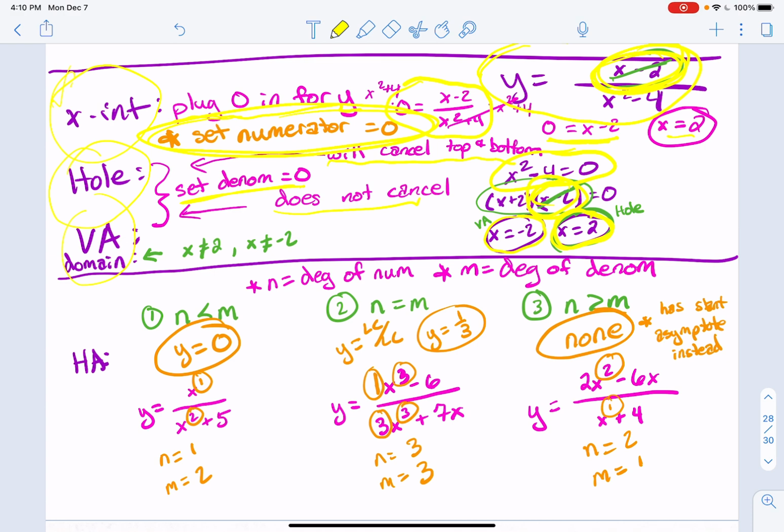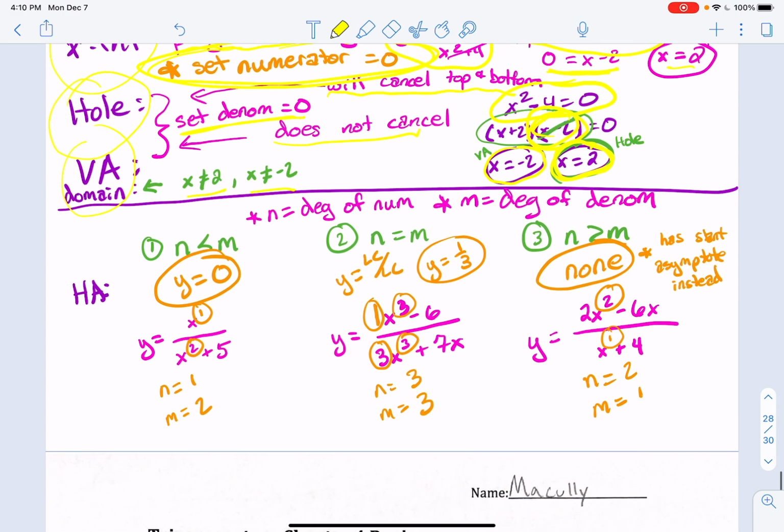Both of those things combined, the hole and the vertical asymptote, tell us what the domain is. Since there are holes and vertical asymptotes and funny business happening at 2 and negative 2, that means x can't be 2 and x can't be negative 2. Because if we plugged those in, we would end up with 0 in the bottom, and we can't have division by 0. So that was some information for that function.